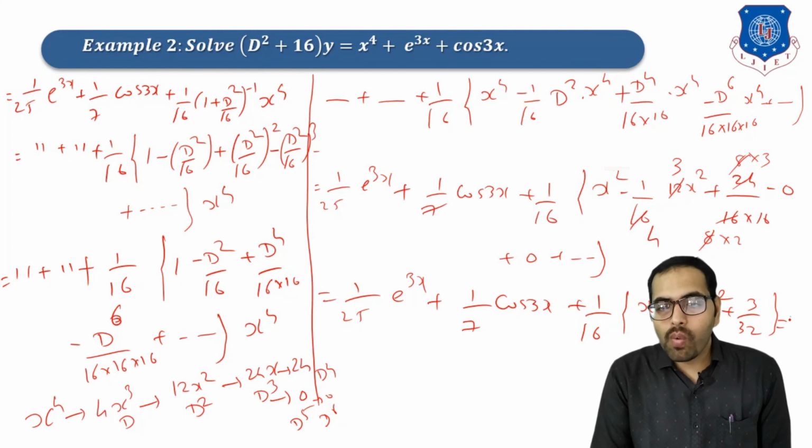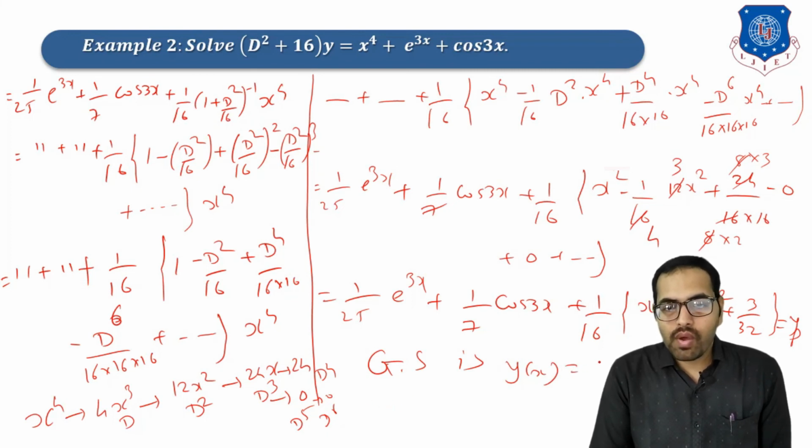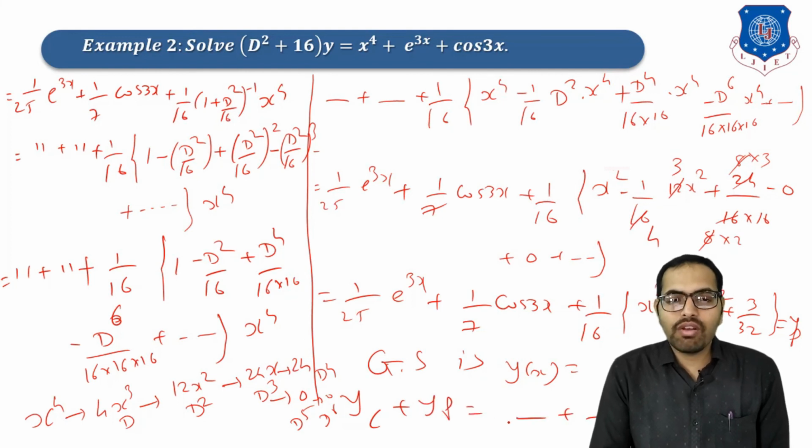This one is our yp. Then the general solution is y of x equal to yc plus yp. The general solution is nothing but the combination of yc plus yp, just substituting the values of the complementary function and the particular integral. The complementary function is c1 cos 4x plus c2 sin 4x, and yp is 1 by 25 e raised to 3x plus 1 by 7 cos 3x plus 1 by 16 minus 3 by 4 x square plus 3 by 32.